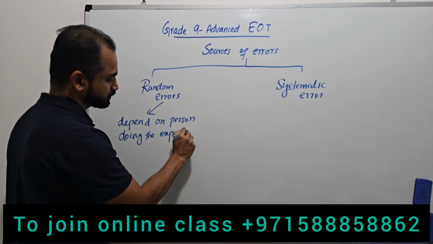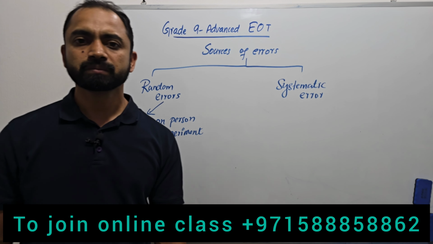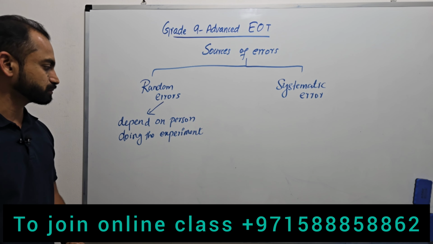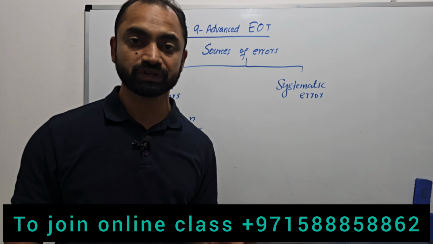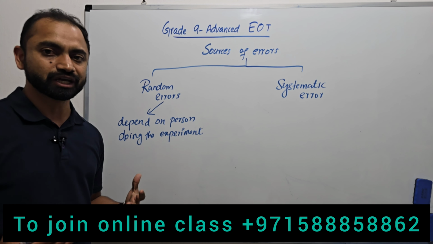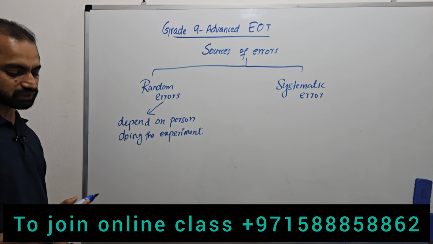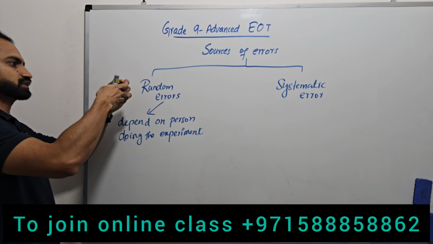Doing the experiment means making the measurement. Random error depends on the person making the measurement. When different students repeat the experiment, the error will be different. What are the examples, students, for random errors?